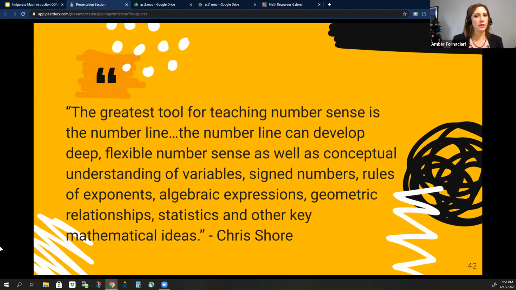This is by Chris Shore. Using a number line is vital for our students at every level of math, not just at the beginning. I have two young children myself. They are using a number line every day. I don't use a number line every day with my adult ed students, but I do use a number line often, weekly at least. And for every level of math that I teach, I use number lines.